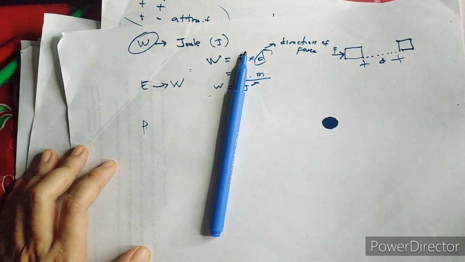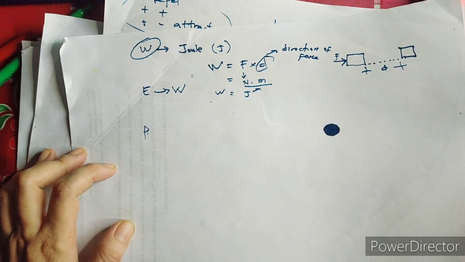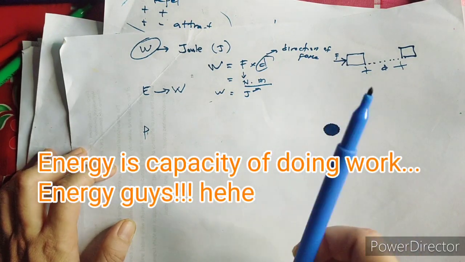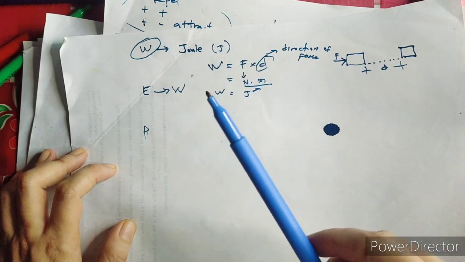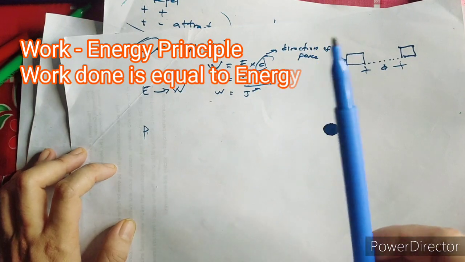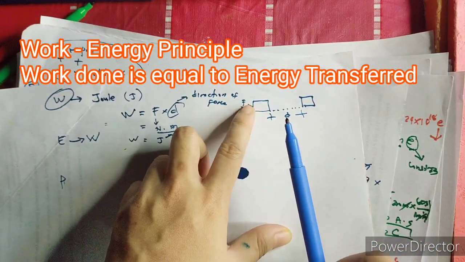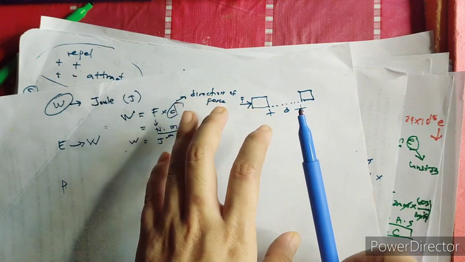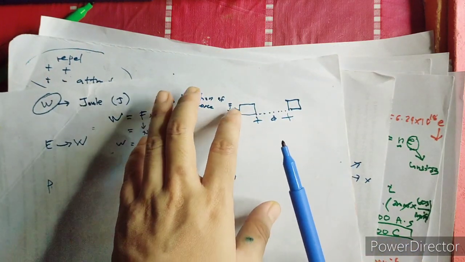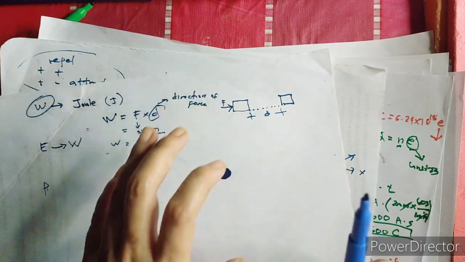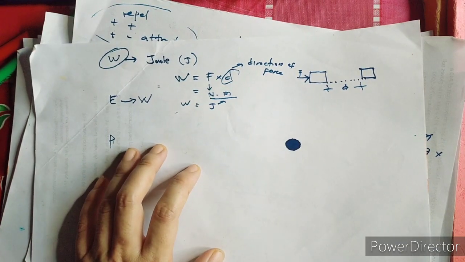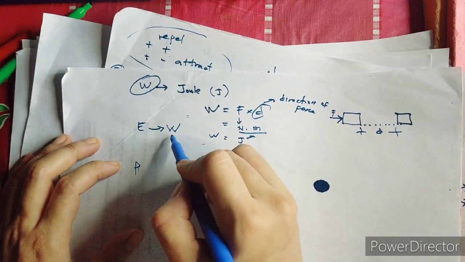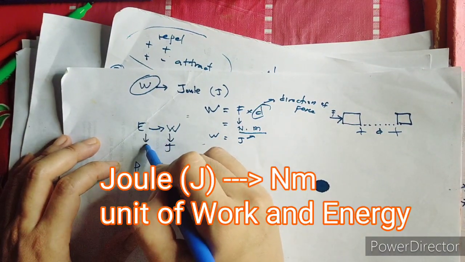Next is energy. Energy is the capacity of doing work. Like work, same principle, we have what we call the work energy principle. The work done is equal to the energy transferred. So the work done is also equal to the energy that was transferred. This is the work I did, and I also transferred a certain energy. So they are always related. The unit of energy is the same as work. Its unit is also joule.